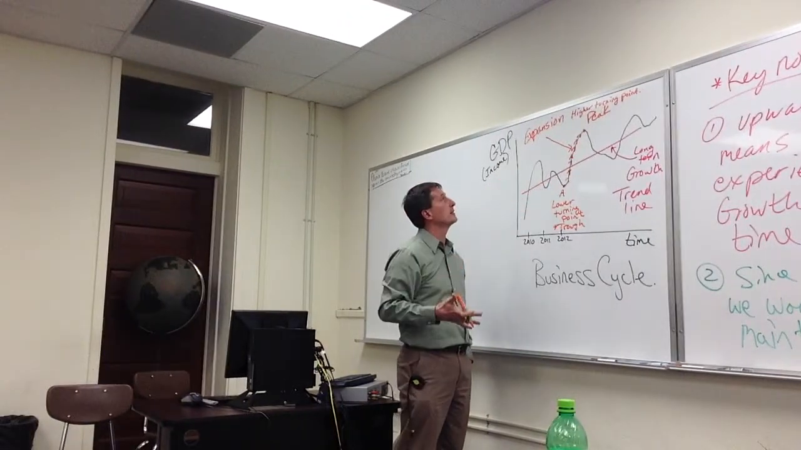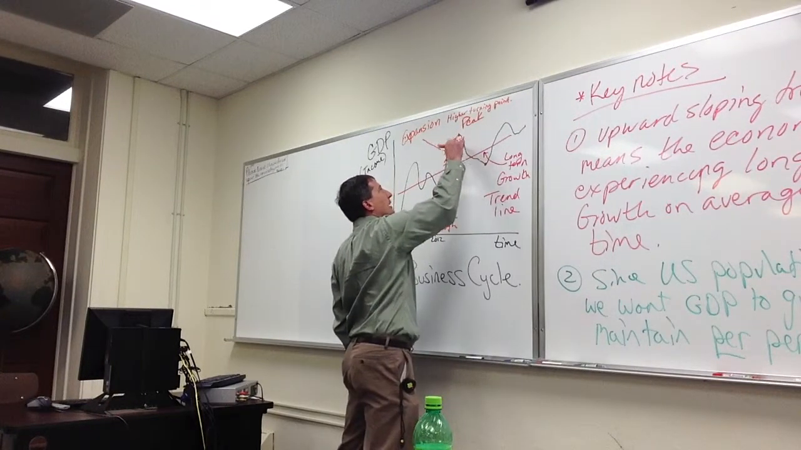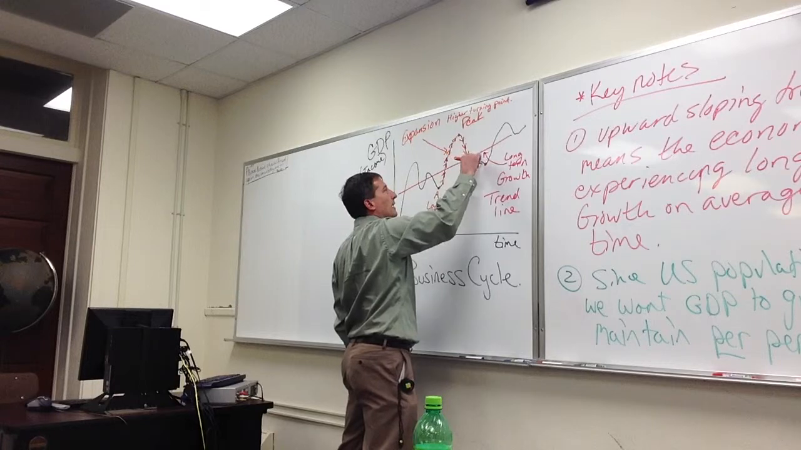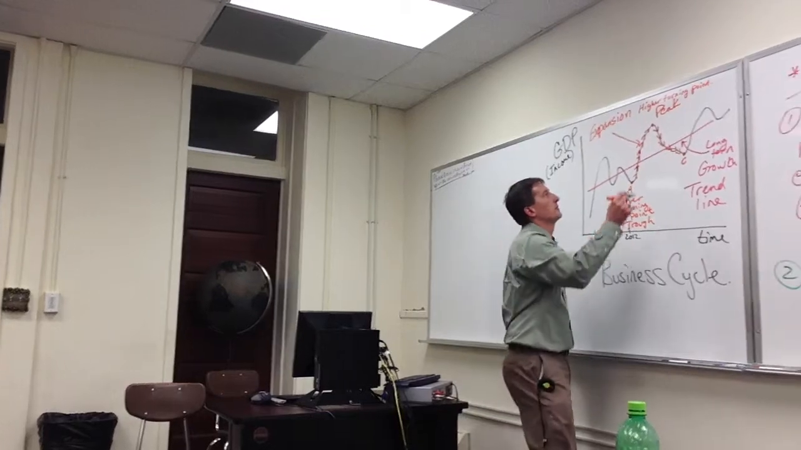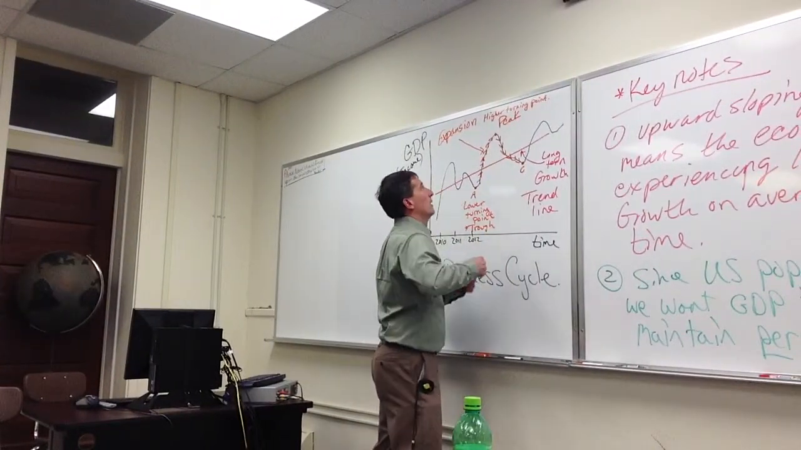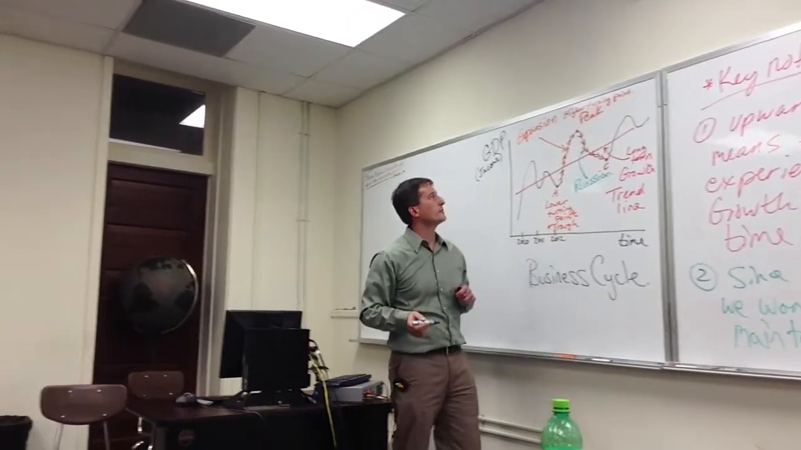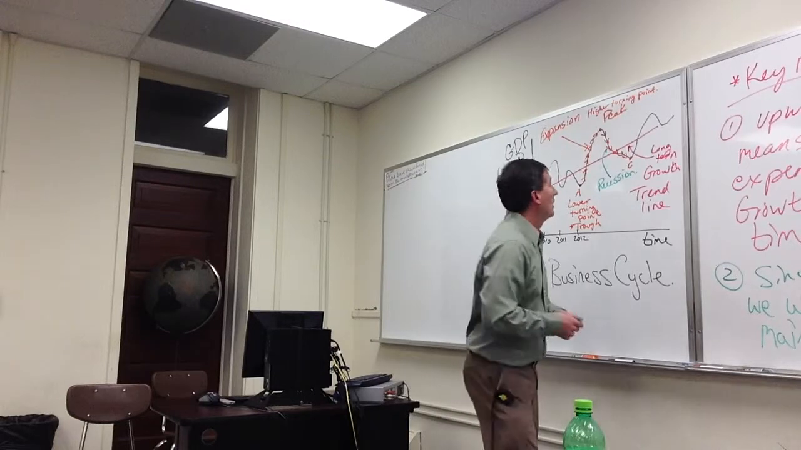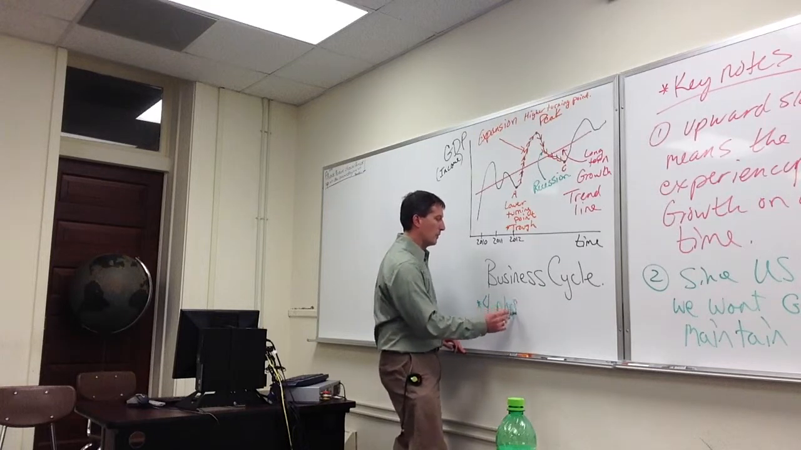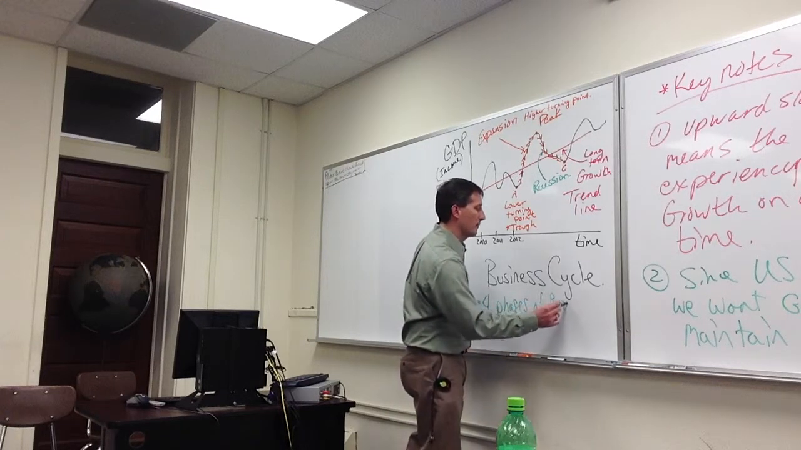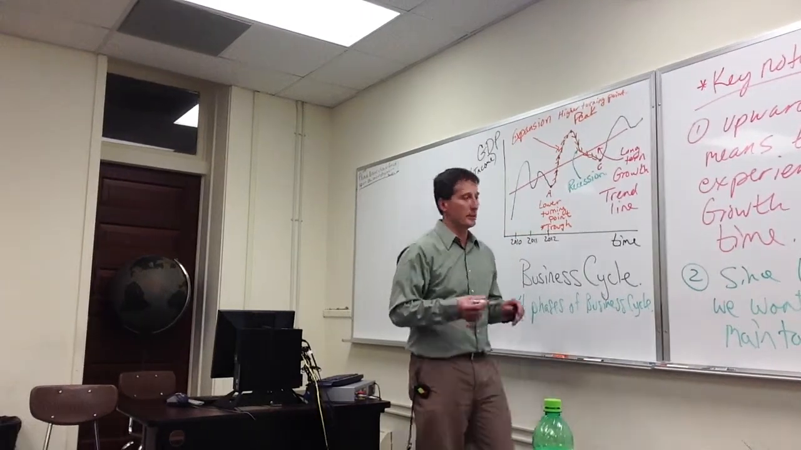The economy's growing. And then you probably know this phase. What is that called here, moving towards another trough? Recession. So that's our recession. Those are sometimes referred to as the 4 phases of the business cycle.